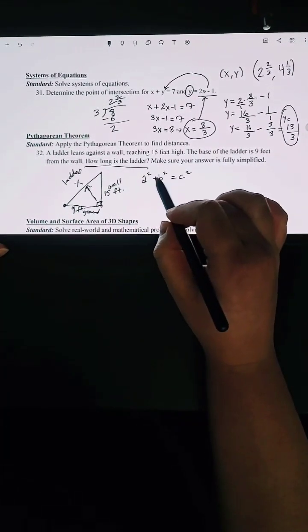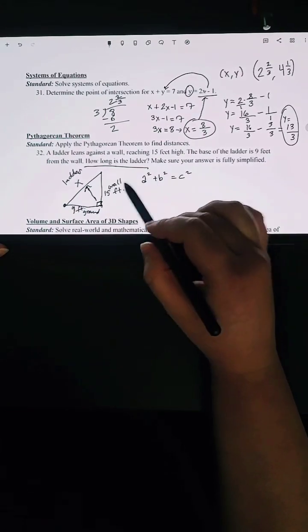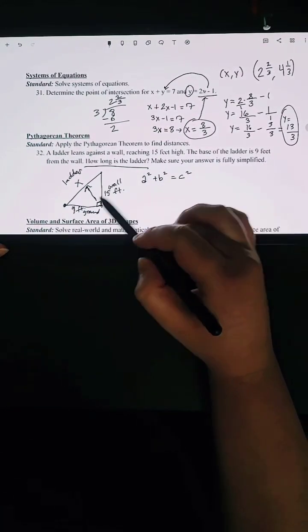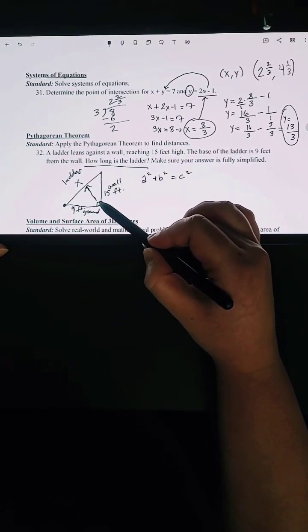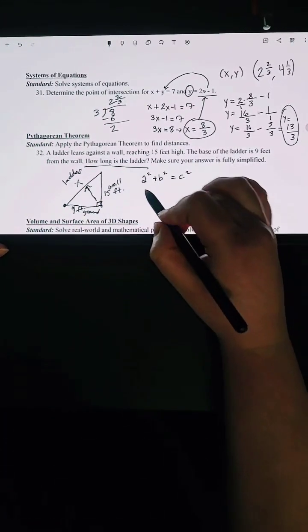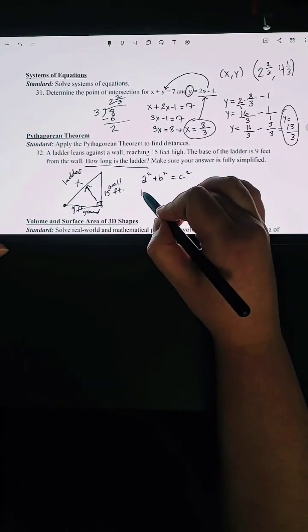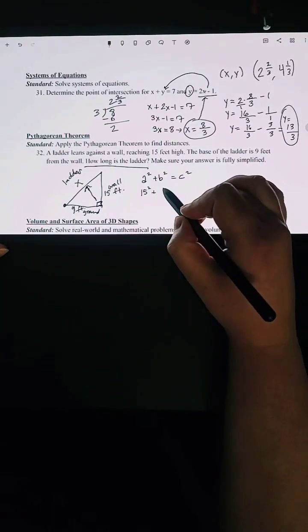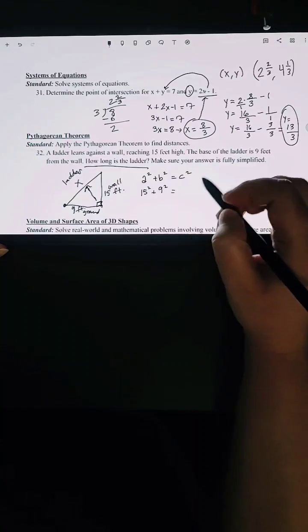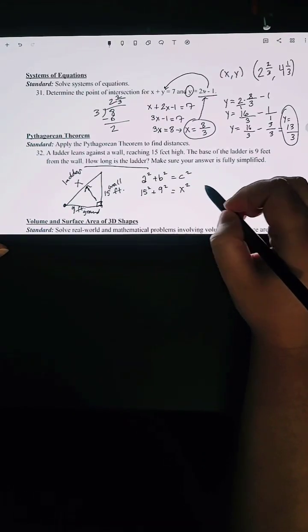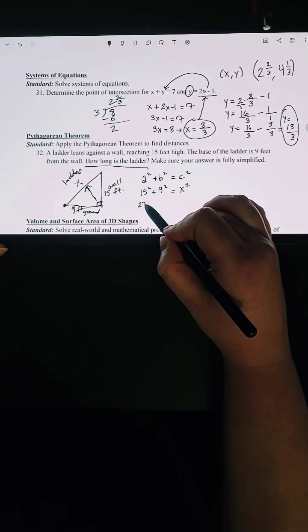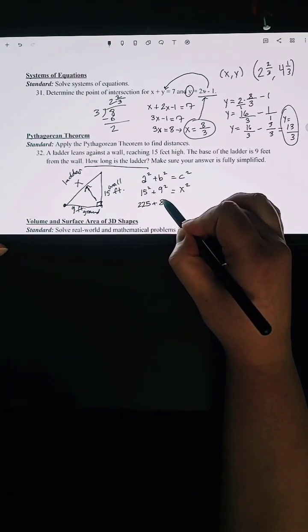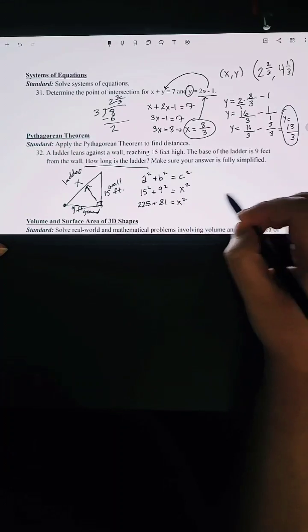So I'm going to now plug in all the numbers. For a and b, it doesn't matter if you put 15 for a or 9 for a. They just have to be the two sides that touch the perfect corner, the right angle. So I'm going to say that 15 is a, so 15 squared plus 9 squared equals x squared. 15 squared is 225, 9 squared is 81, and that equals x squared.